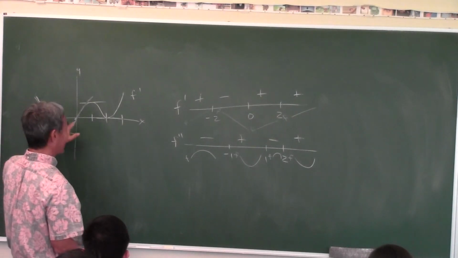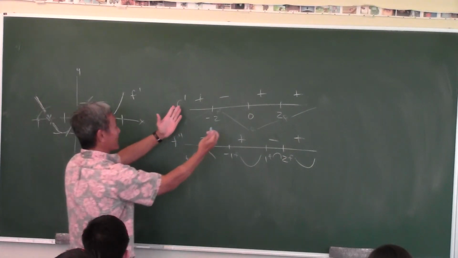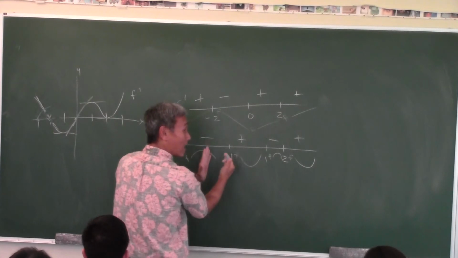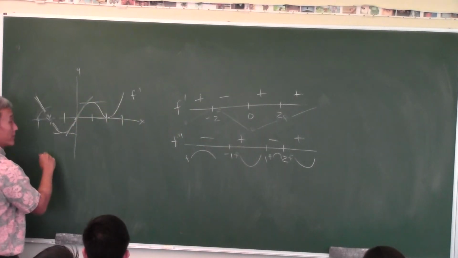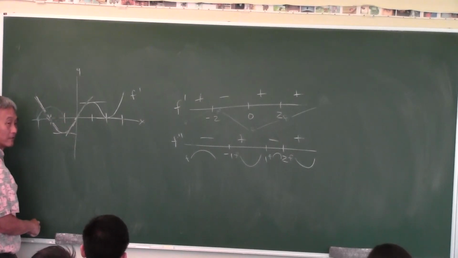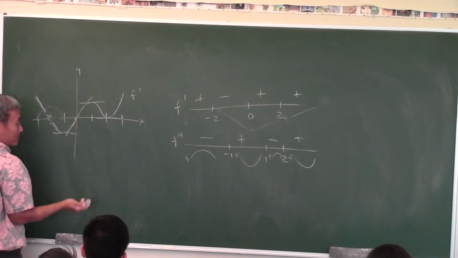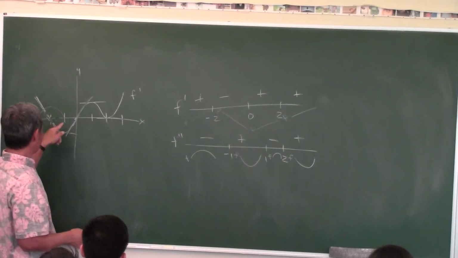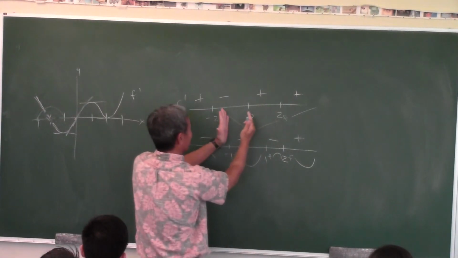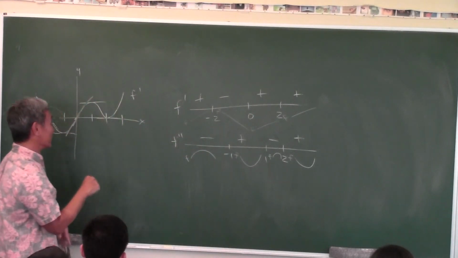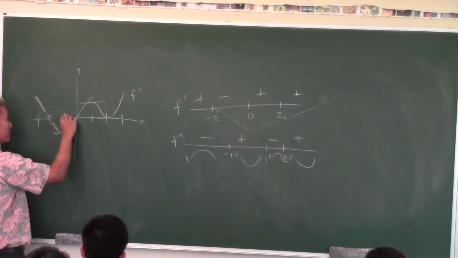Okay, now what about from -2 to -1? Look at your number line. Between -2 and -1, what's happening? Decreasing, concave down. So how do you draw a graph decreasing and concave down? Or if you want to, you can go down further. It doesn't matter, as long as it's decreasing and concave down. Now what about from -1 to 0? Just look at your number line. Decreasing, concave up. So decreasing, concave up.